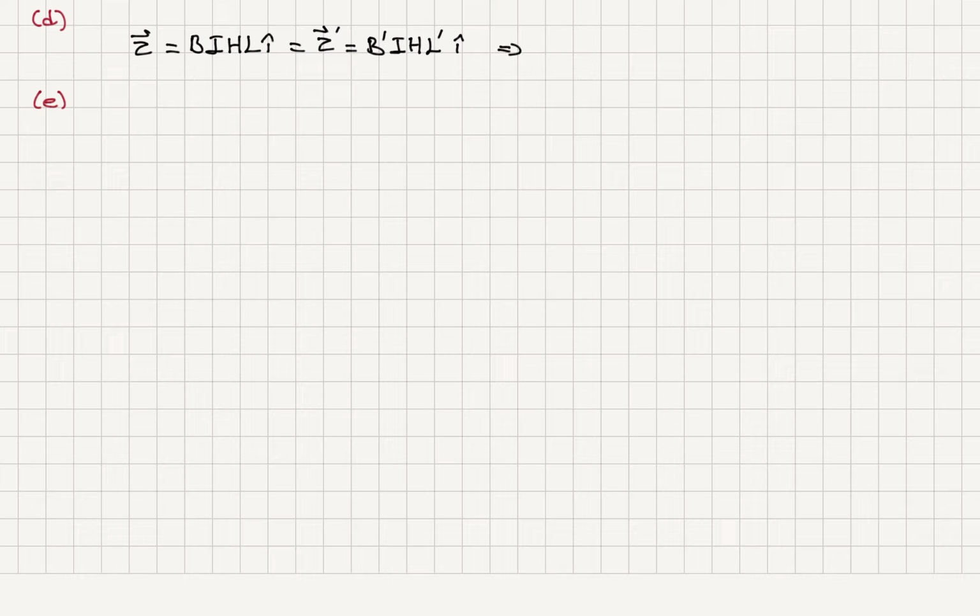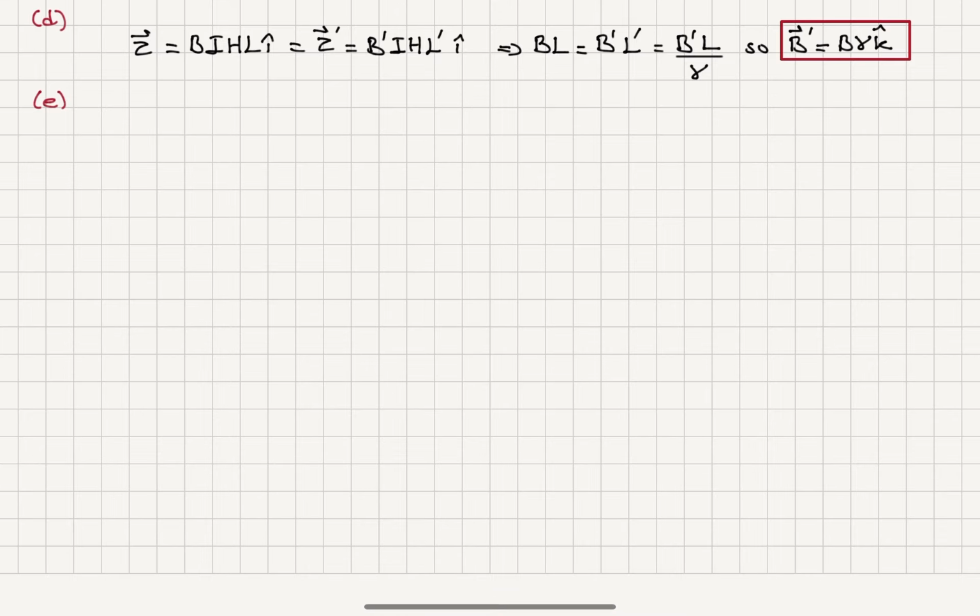So this tells me that B measured in the S frame multiplied by L is B prime measured in the S prime frame multiplied by L prime, which is B prime L divided by the relativistic correction factor gamma. So we find that the measured magnetic field by the aliens will be B times gamma in k hat direction. So the magnetic field will be frame dependent.